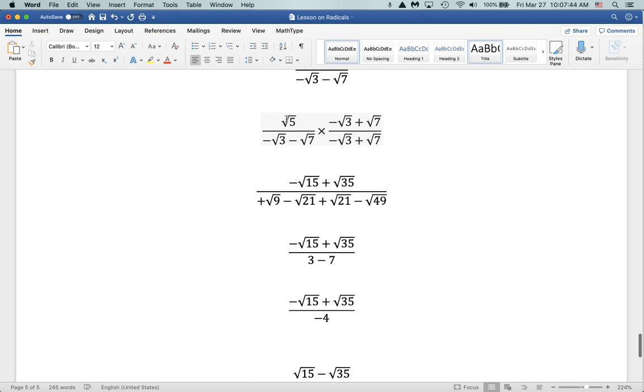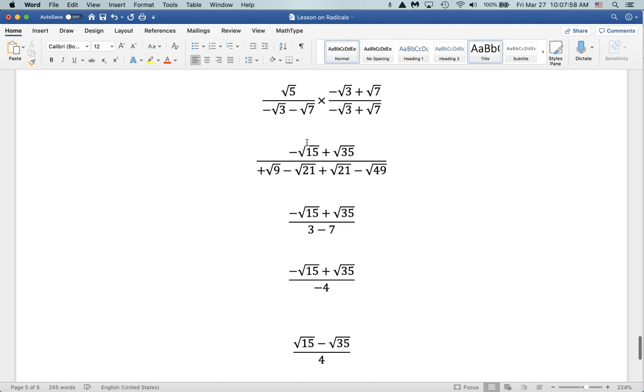When I distribute the square root of 5 to both of these terms, 5 times 3 gives me a negative square root of 15. Positive times negative is negative. Positive times positive is a positive. Square root of 5 times square root of 7 is square root of 35. That's what I get on top.